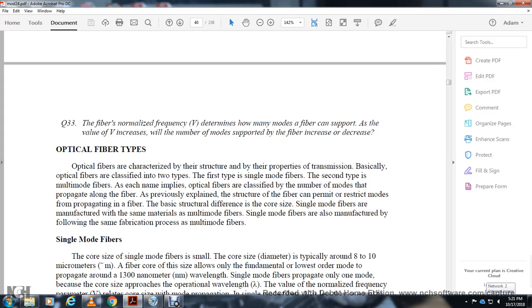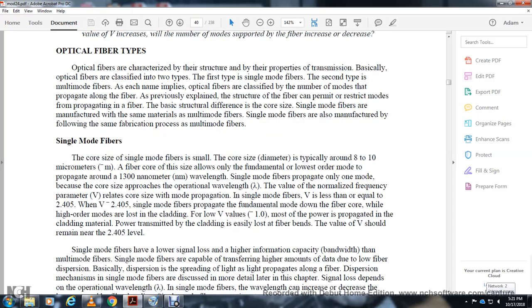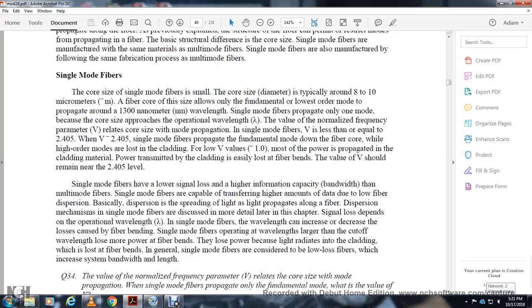The basic structural difference is the core size. Single mode fibers are manufactured with the same material and the same fabrication process as multi-mode fibers. Single mode fibers have a small core size, with core diameters typically around 8 to 10 micrometers. The fiber core size allows the fundamental lower order mode to propagate at around 1300 nanometers wavelength.